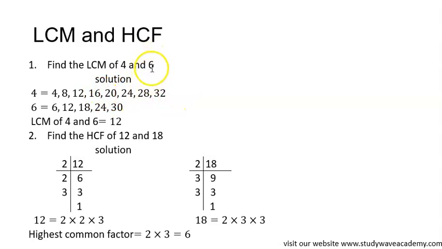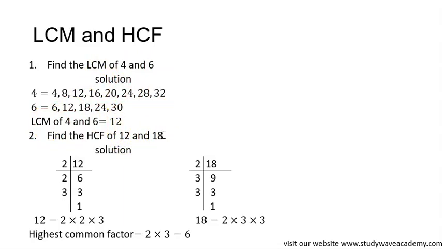Now to get the multiples of 6, you add 6 to 6 like that. 6 plus 6 is 12, 12 plus 6 is 18, and it keeps on going. Now we're looking for the lowest common multiple, that is what is here and what is here. Here we have 12 in the multiples of 4, and we also have 12 in the multiples of 6. So 12 is the lowest common multiple of 4 and 6. It is common to 4 and to 6, and it is the lowest. Okay, do you understand?